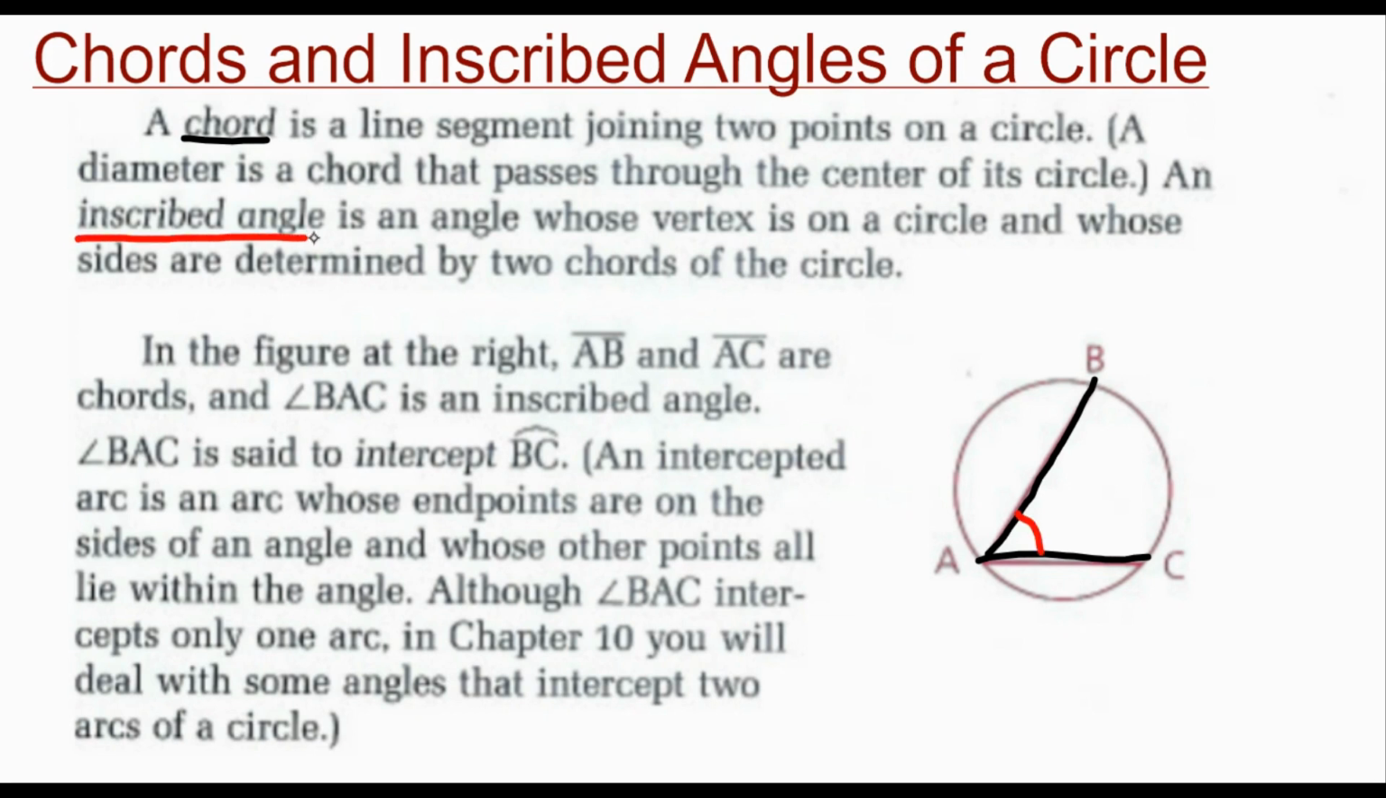So an inscribed angle is an angle whose vertex is on the circle and whose sides are determined by 2 chords of the circle. Now, we can also say that angle BAC is said to intercept arc BC. So I can see that arc BC is this arc here, and then the endpoints of B and C are parts of my angle BAC. So an intercepted arc is an arc whose endpoints are on the sides of an angle and whose other points all lie within the angle. We'll learn later that inscribed angles are 1/2 the measure of the intercepted arc.